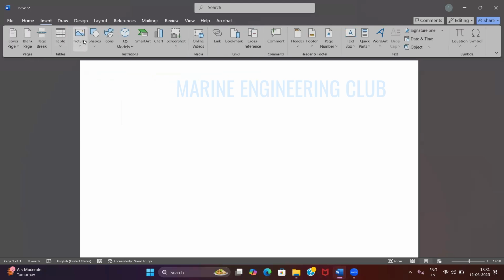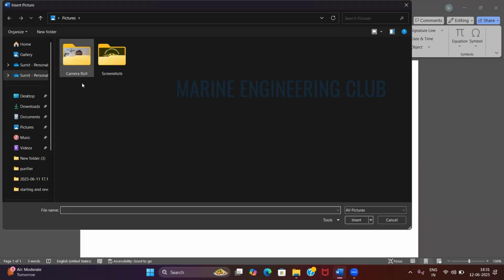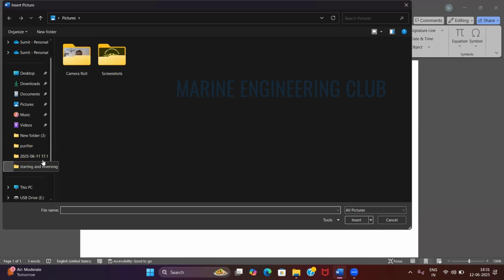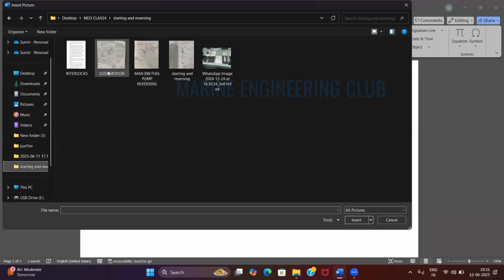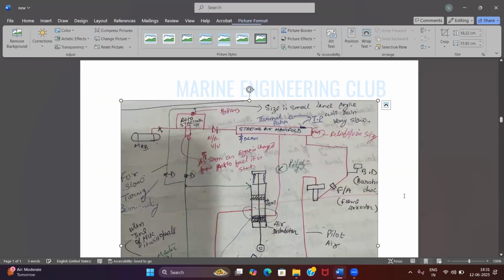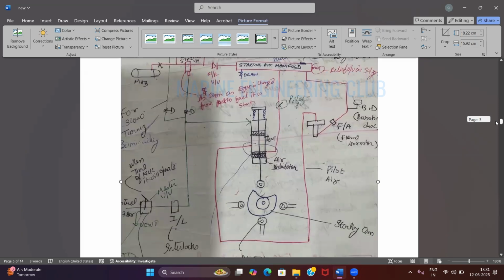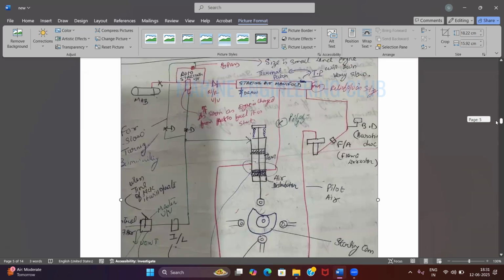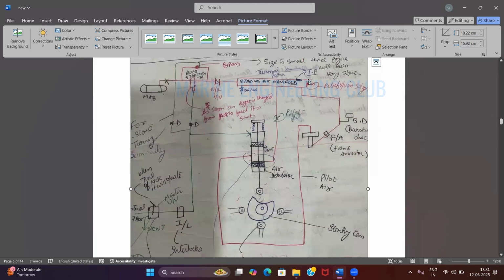I don't want to jump ahead first of all, but still I'll give you a slight idea. So this is the diagram of how the air is flowing into your system. Okay, the starting air diagram here.